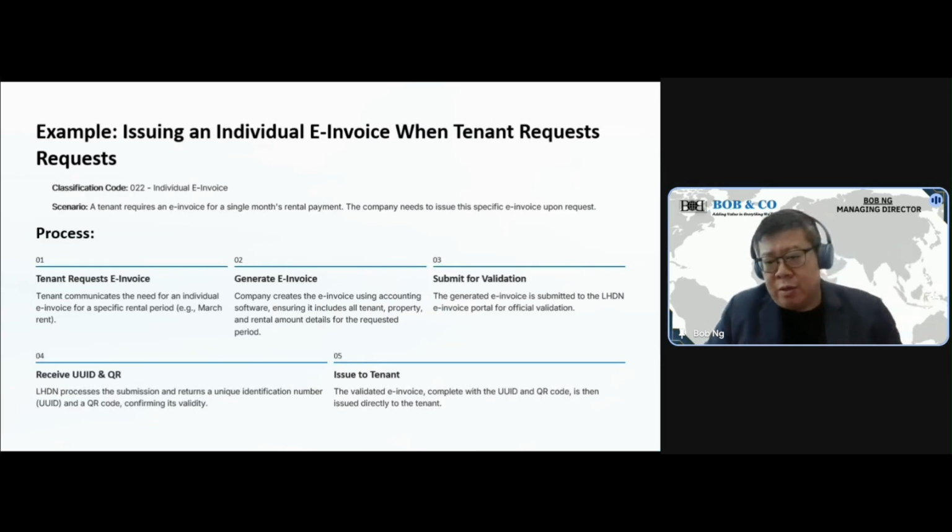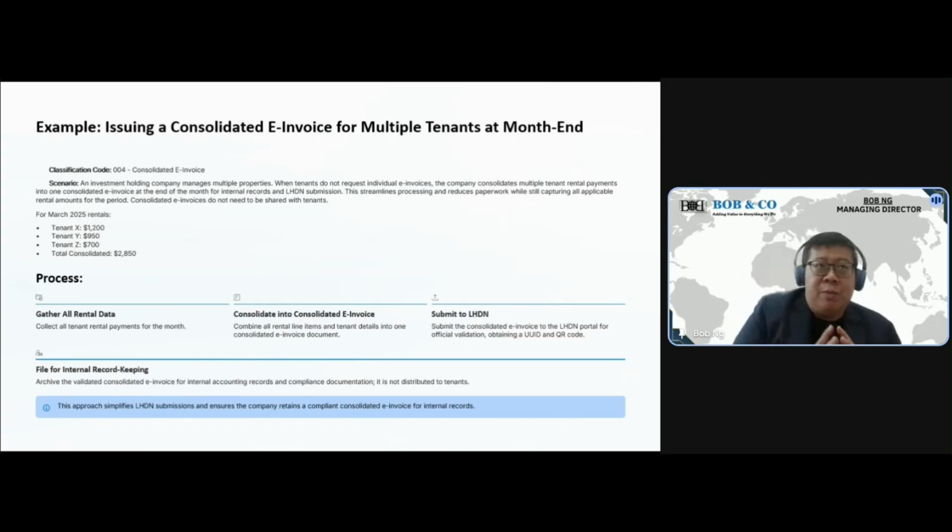Okay, so this on the screen is an example. If a tenant asks you for an e-invoice, it's the same thing of what I've explained earlier, but maybe one thing I want to point out here is a common classification code that we usually use for individual e-invoice is 022. Yeah. Okay. Oh, so now this is an example if you are preparing a consolidated e-invoice for multiple tenants instead of the individual ones at month end. Again, a common classification code we always use would be 004 for this case, right?